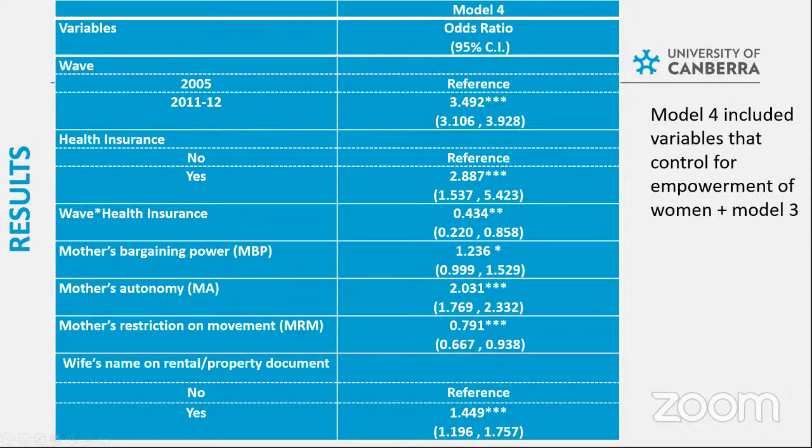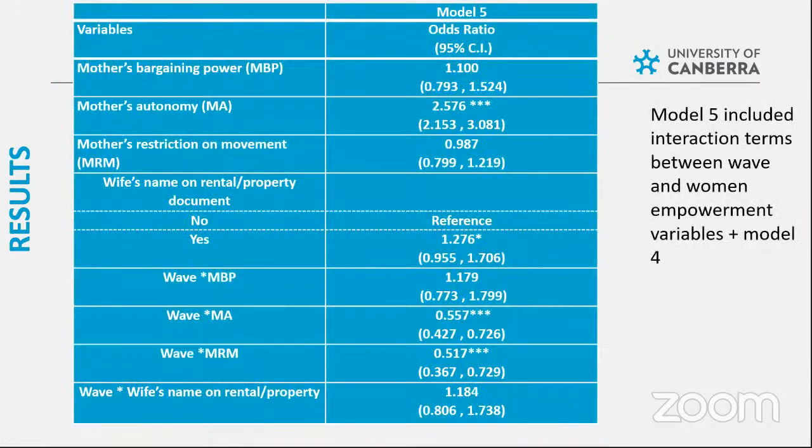The next model, let's move on to model 5. This included an interaction term between year of survey and women's empowerment variables. Okay, so this will allow us to see how the effect of women's empowerment on MCH service utilization had changed over time. Now, all other variables that we considered in earlier models remain statistically significant. So in this table, I only present the women empowerment variables and their interaction with survey wave.